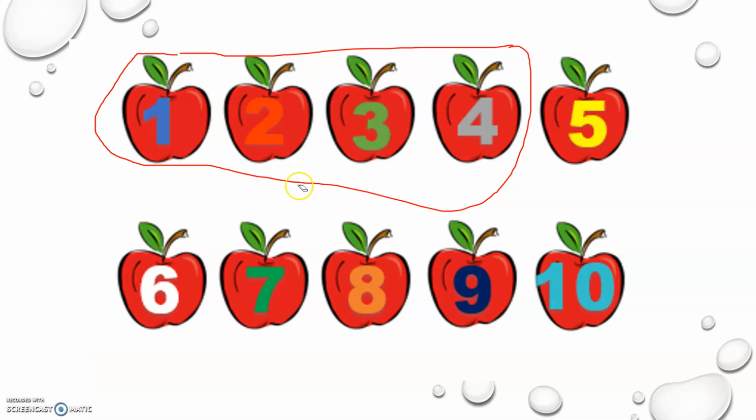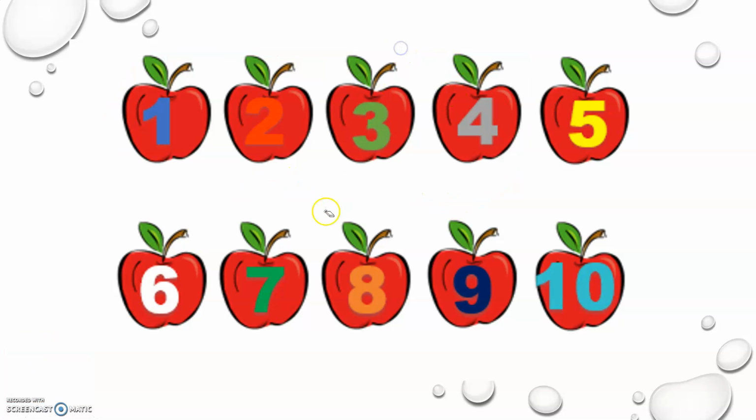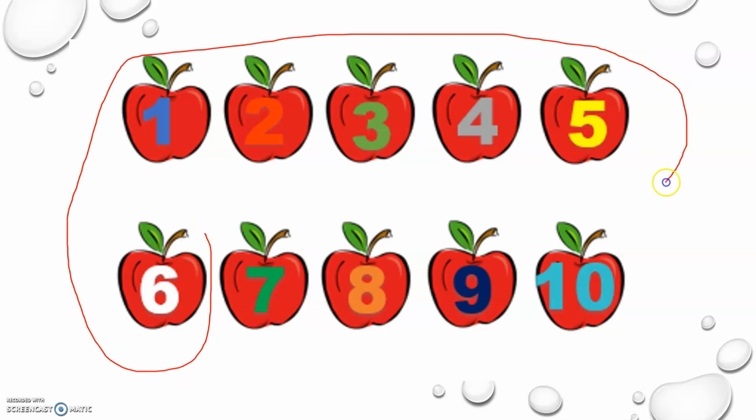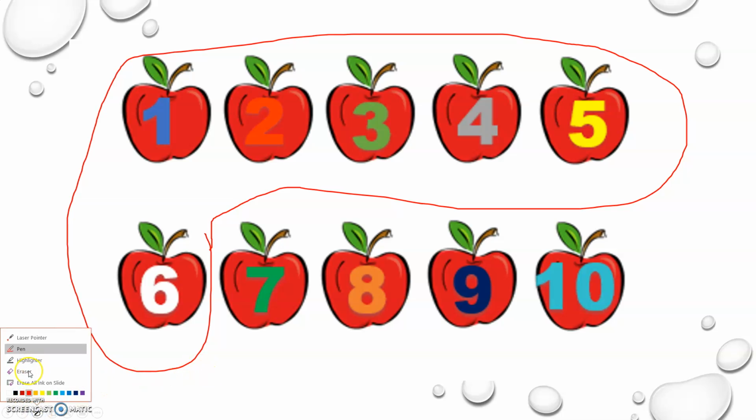Now we're going to point to 5 apples. 1, 2, 3, 4, 5. This makes 5 apples. How about 6 apples? There's a number 6. What do you think would be the 6 apples? Let's count them. 1, 2, 3, 4, 5, 6. Very good, boys and girls. 1, 2, 3, 4, 5, 6 apples. Very good.